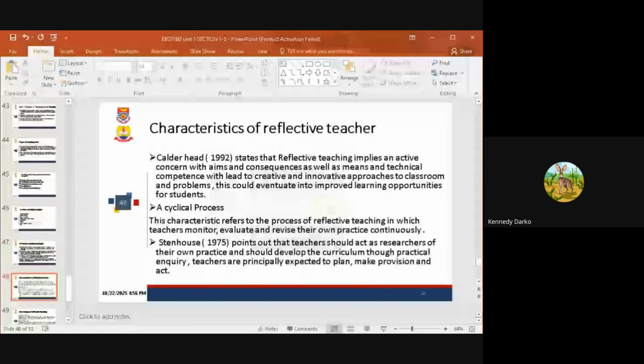Characteristics of a reflective teacher. We have Cadell Head, 1992. He states that reflective teaching implies an active concern with aims and consequences as well as means and technical competence, which leads towards creative and innovative approaches to classroom problems. This could improve learning opportunities.